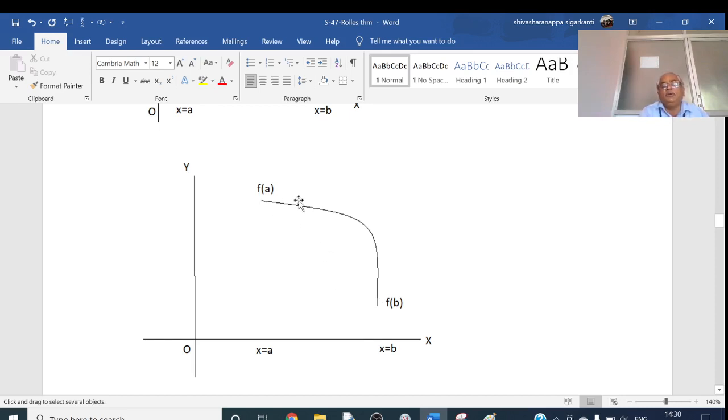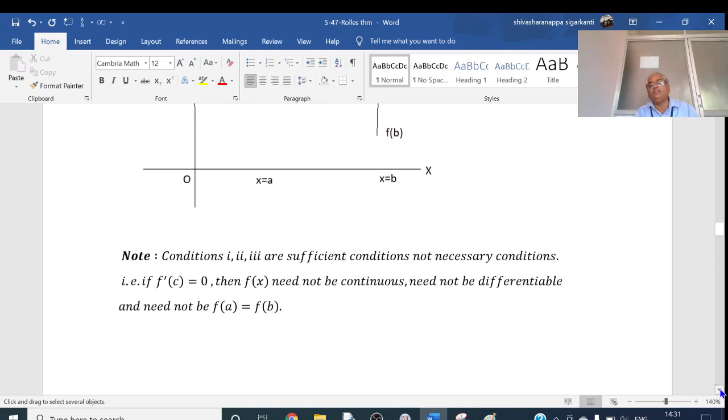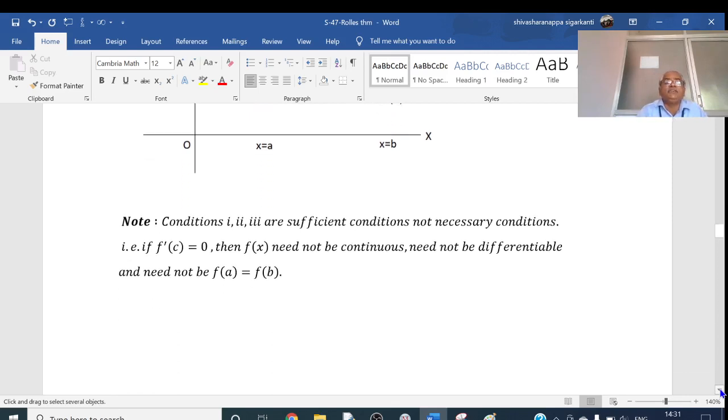Here also we are unable to draw a tangent to this curve which is parallel to x-axis. That means here also we are unable to get a point C belonging to the open interval AB such that f dash of C is equal to 0. And these conditions are only the sufficient conditions, not the necessary conditions. Not the necessary condition means if f dash of C is equal to 0, then it doesn't mean that the function must be continuous, the function must be differentiable, f of a must be equal to f of b. This is not true.